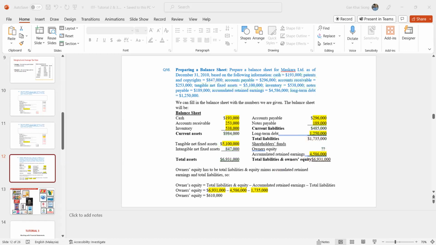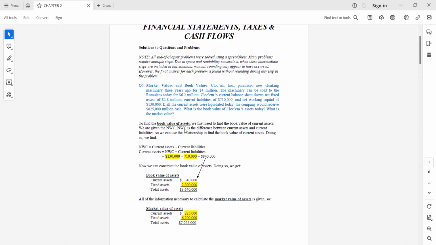Okay, now let's have a look into your tutorial questions. First question asks you to calculate market value and book value. Cochlear Incorporated purchased new cloaking machinery 3 years ago for 4 million. The machinery can be sold to the Romulans today for 6.2 million. Can someone tell me what value this is? You sell the item based on the market prices, market value.